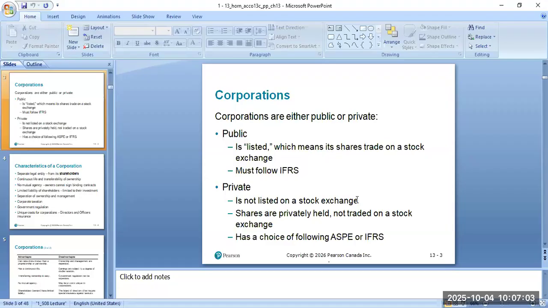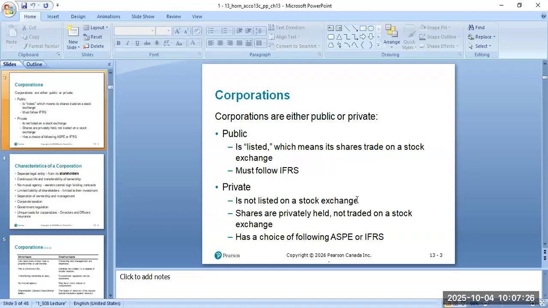That's exactly the legal part of the business. Legally, I can create a proprietorship, or I can create a partnership, or I can create a corporation. What types of corporation may we have? We may have two types of corporations in North America. One is the public corporation, and the other one is the private corporation.